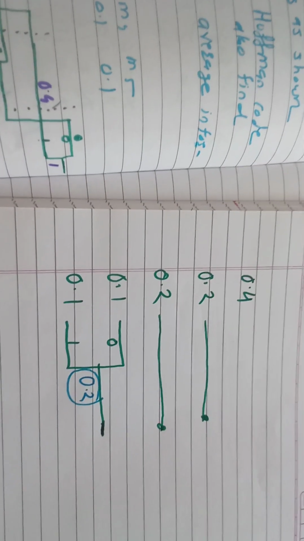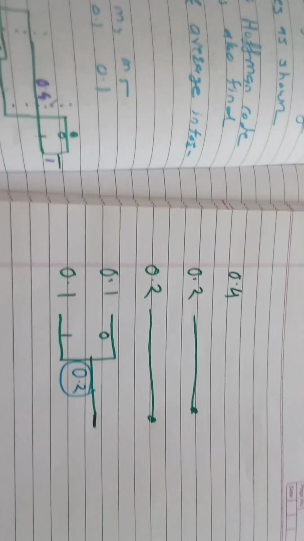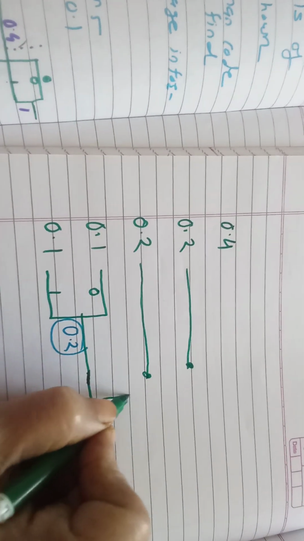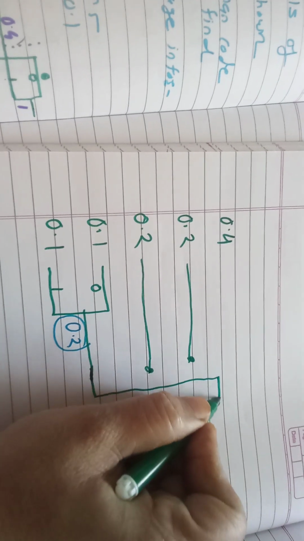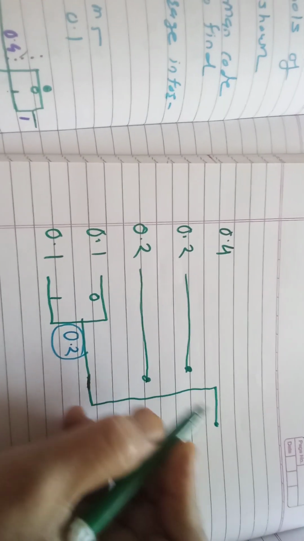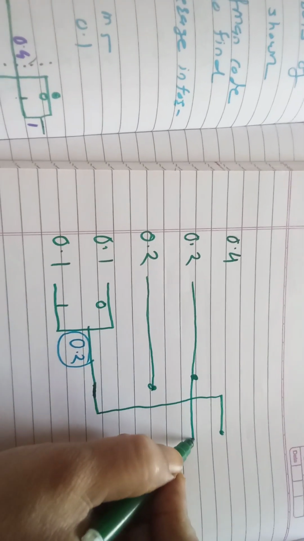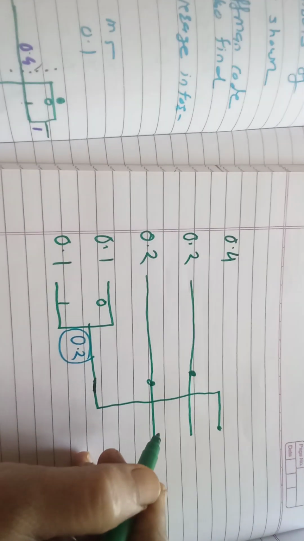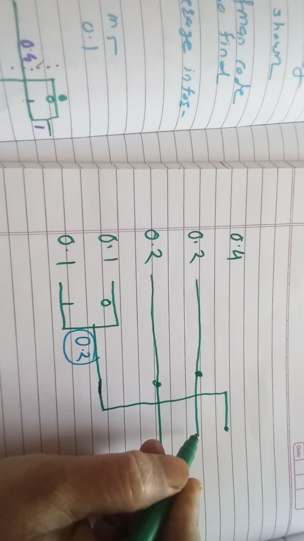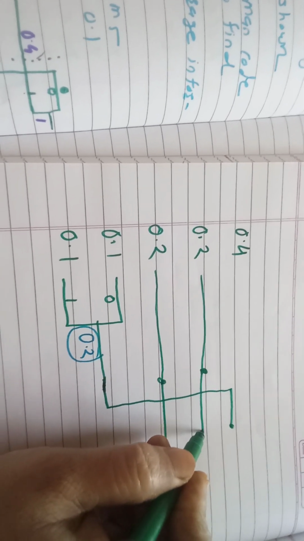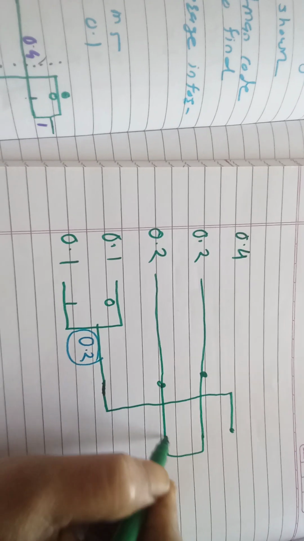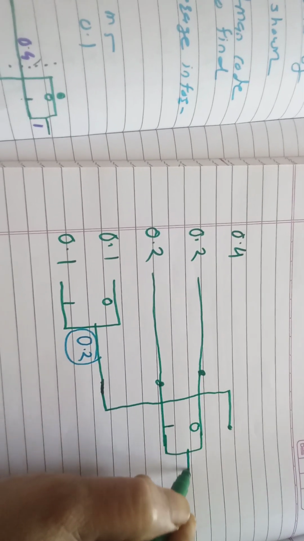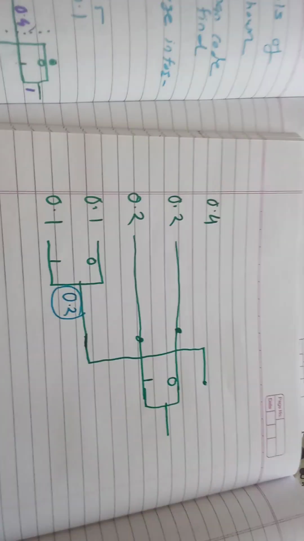So we will take this 0.2 upward here. Now this 0.2, this 0.2. Now you have the two lower probabilities, so again add them. So here 0, here 1. Now this addition is 0.4.